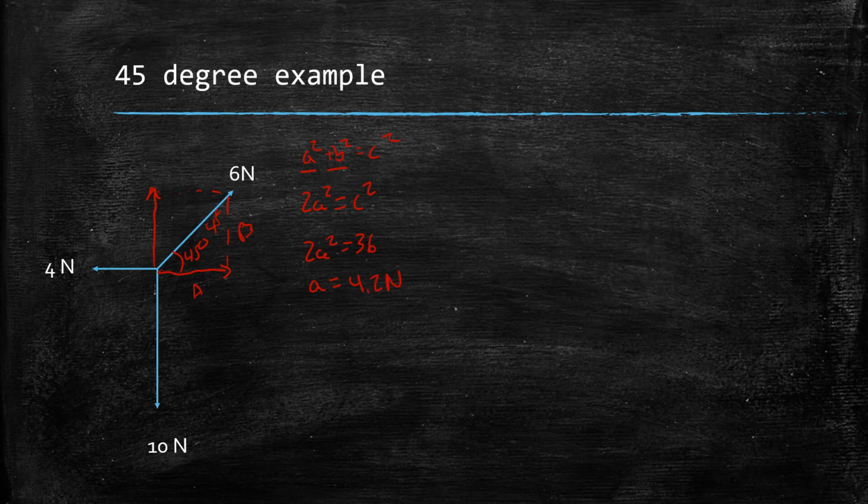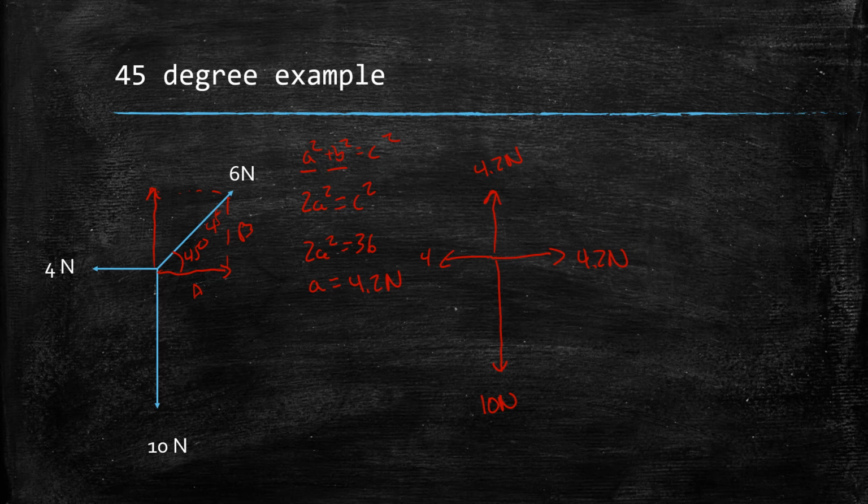So what does that mean if I redraw this? I have a 4 Newton force this way, a 4.2 Newton force this way, another 4.2 Newton force that way, and a 10 Newton force straight down. That's the new representation of what we started with. We took that 6, broke it down into its two components, and now we're dealing with these four vectors acting on it.